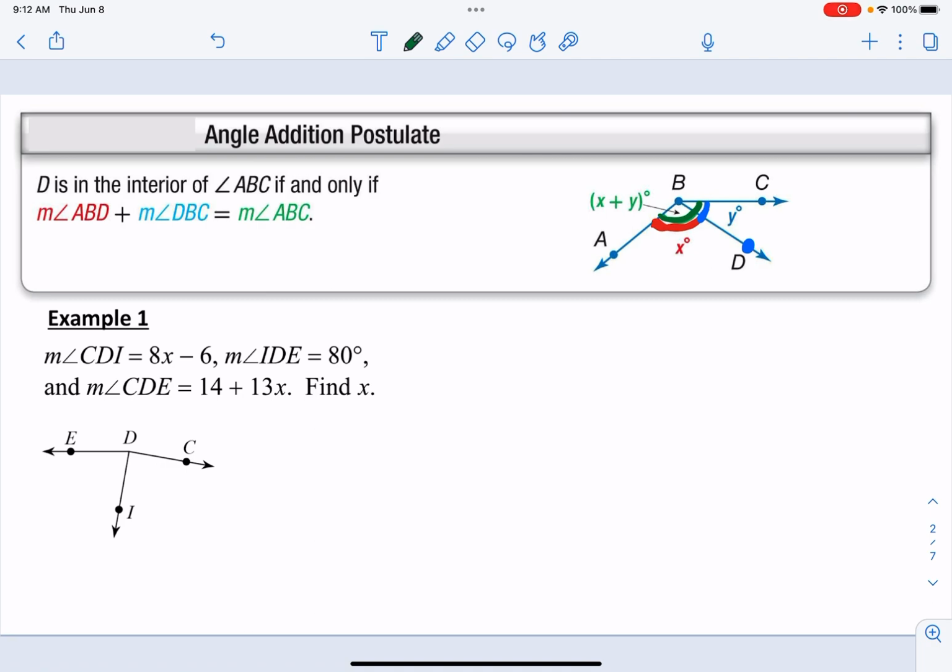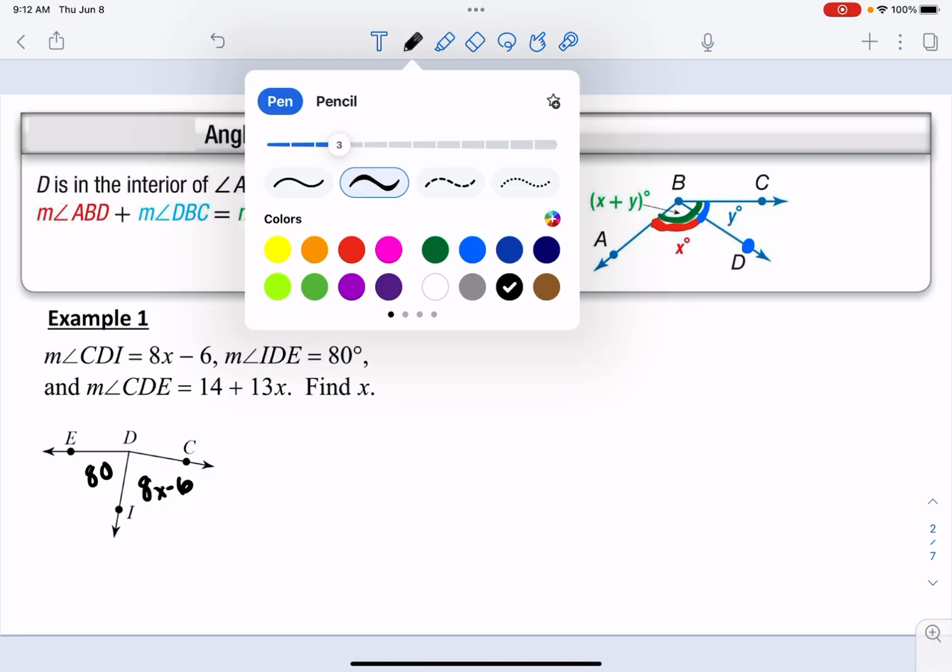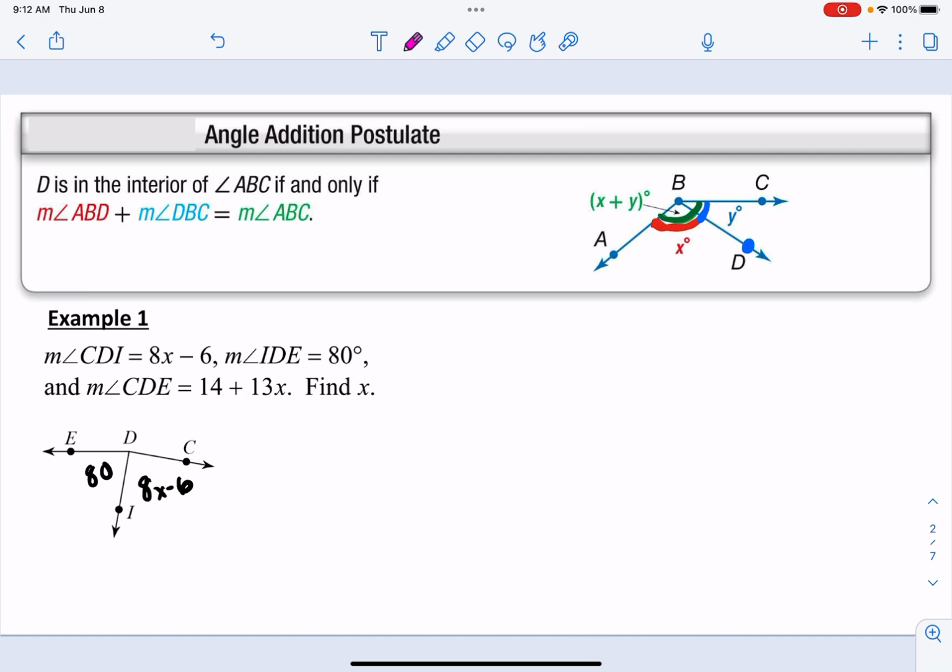So, an application of this. First, I'm going to read the problem, obviously. Angle CDI is 8x minus 6. What I like to do is write that in there, 8x minus 6. And IDE is 80. So I write that in there. And then they tell me that angle CDE, this whole thing, is 13x plus 14. I just switched those two. The program I use sometimes moves those around.